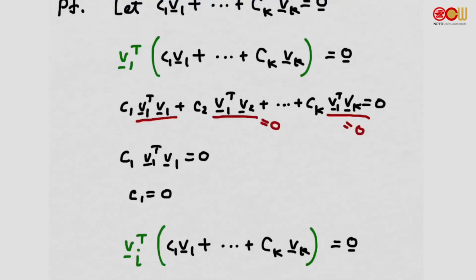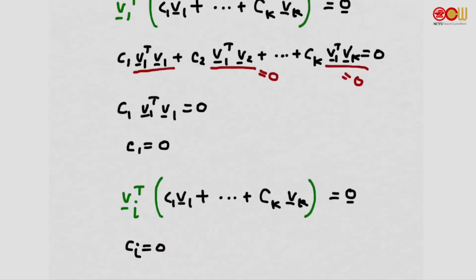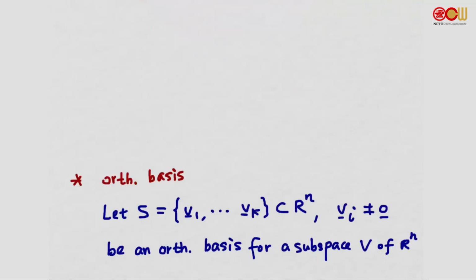How did we get the conclusion that C1 is equal to 0? We multiply both sides by V1 transpose. Now, if we do that for Vi transpose, then we can get the conclusion that Ci is equal to 0. So, we're done. So we have defined orthogonal set. Is there any good thing about orthogonal set?